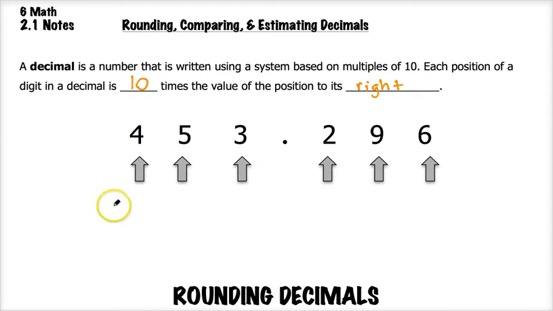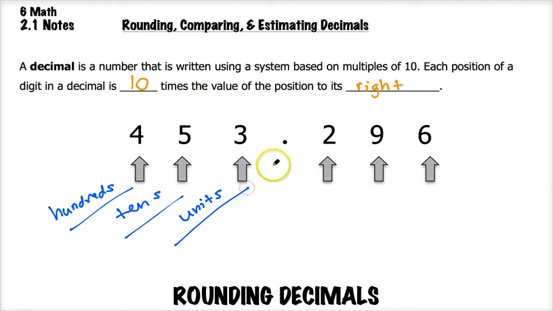So you hopefully by this point know that if I have the number 453.296, by the way, we say this as 453 and 296 thousandths, you hopefully know that the 4 here is in the hundreds place. The 5 is in the tens place. The 3 is in the units place.